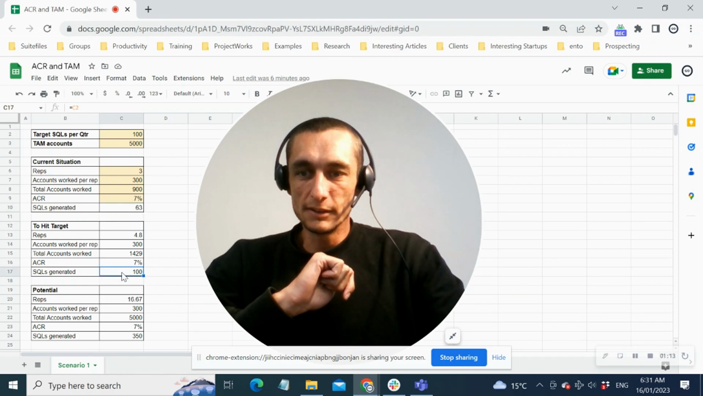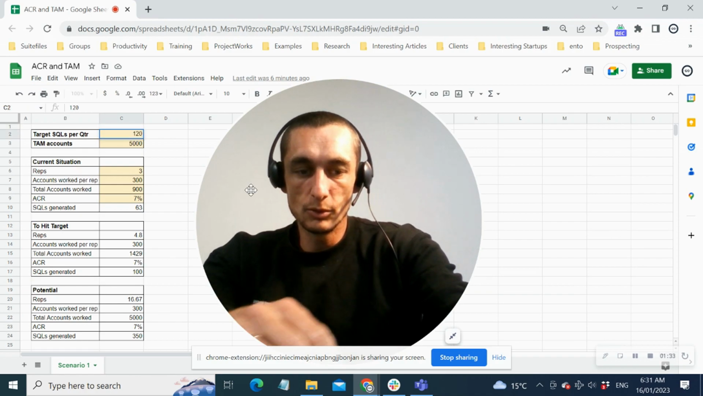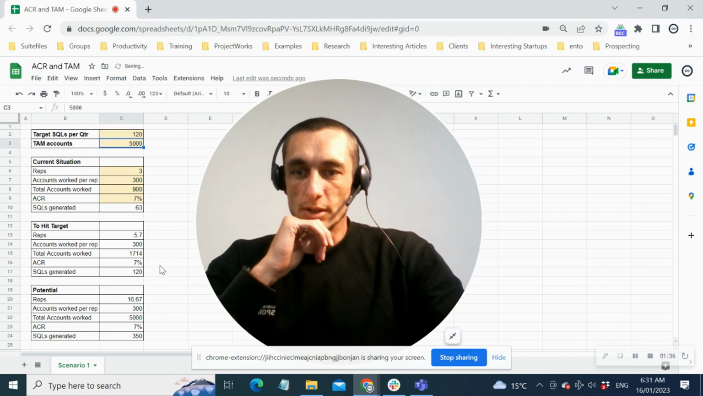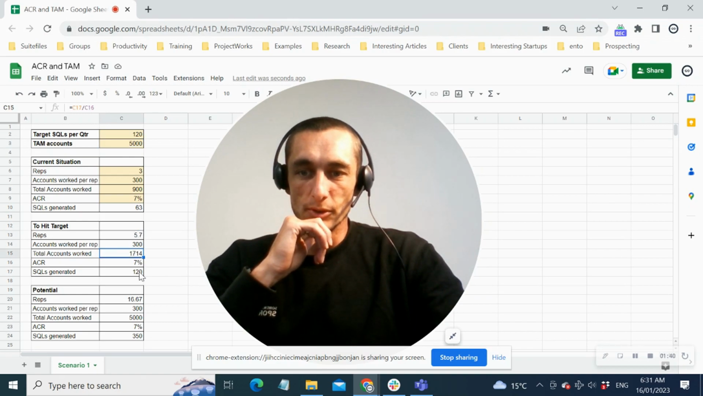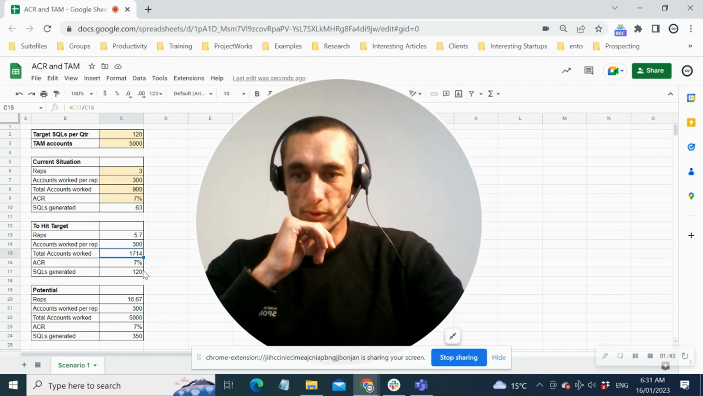Okay, so if we want to hit this target of 100, right, we plug 100 in the top here, and then what this is going to do is calculate how many reps we need and how many accounts we need to work across those reps in order to hit that number. Okay, so if we said our target SQLs was, instead of 100, 120, right, these numbers will change. It now tells us that we're going to need 5.7, so 6 reps, and we need to work 1,714 accounts in order to hit that number.